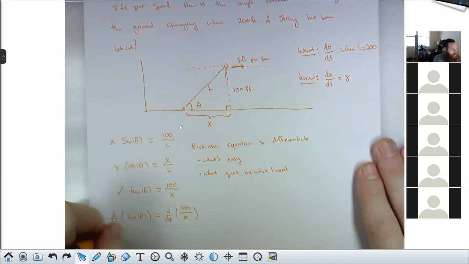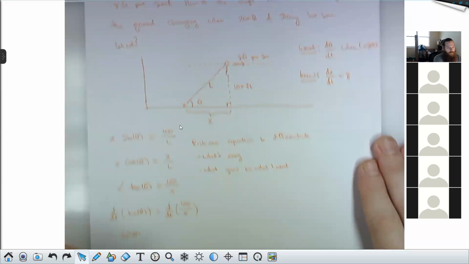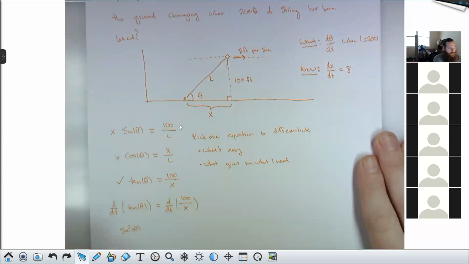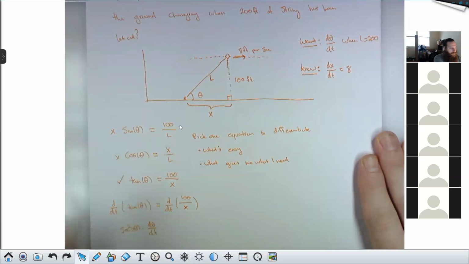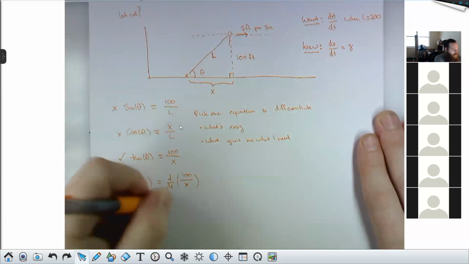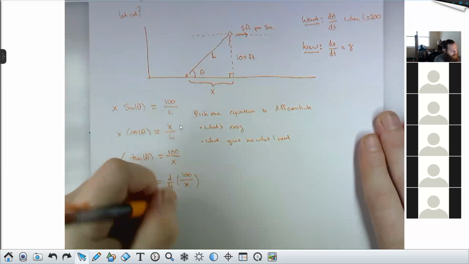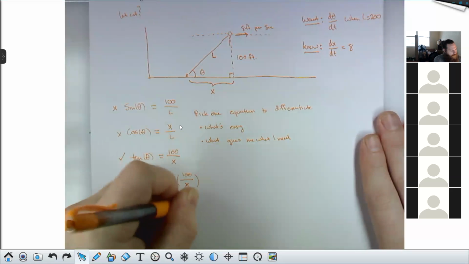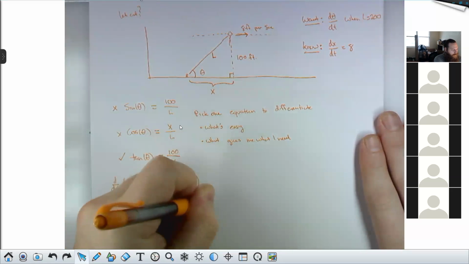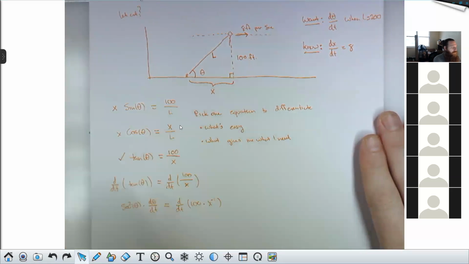On the left, I get secant squared of theta. That's the regular derivative, the derivative of the outer. And then I have to multiply by the derivative of the inner, which is d theta dt, because again, I'm differentiating with respect to the variable t here. On the right-hand side, let me clean this up a little bit. This is d dt of 100 times x to the negative first power. I think it'll be easier to differentiate like this.